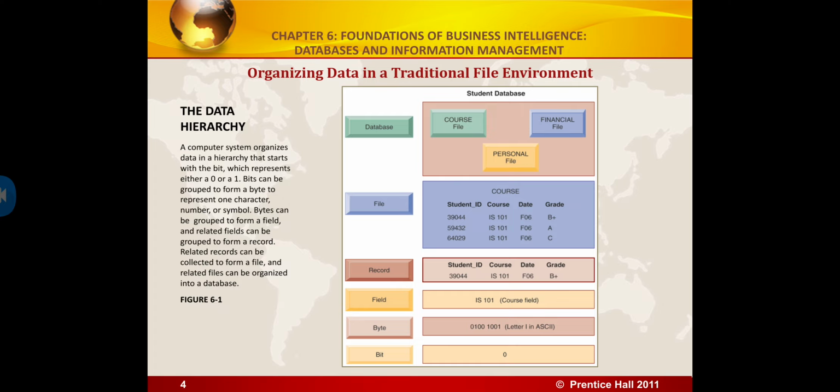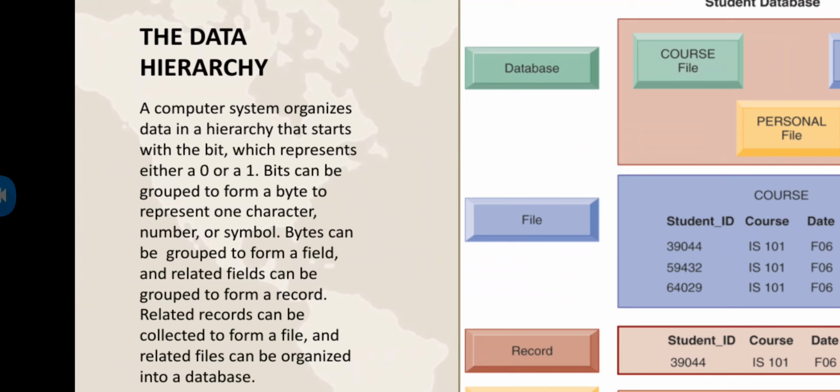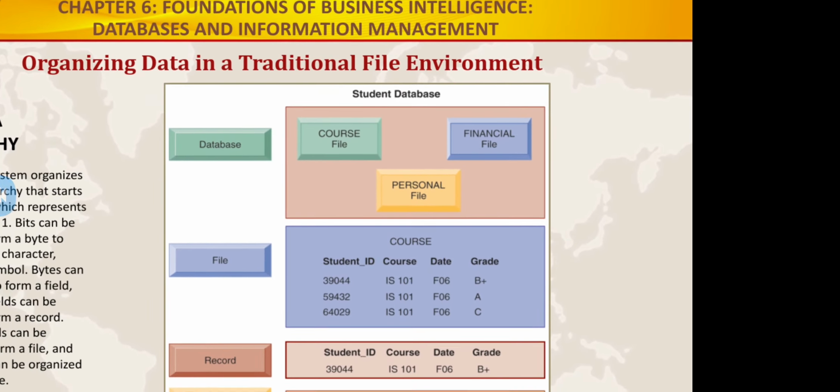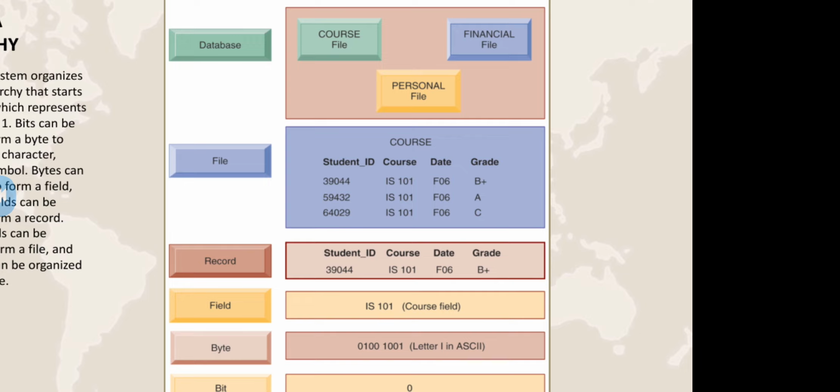So as we can see on the diagram, we have here the data hierarchy. A computer system organizes data in a hierarchy. Let's start with bits. It could be zeros or ones. And then from bits, we'll be having a byte. And then bytes can be grouped to form a field. And then related fields create a record. Then related records can be collected to form a file. And related files can be organized into a database. So we have here a student database.